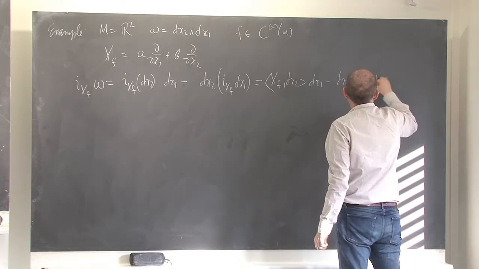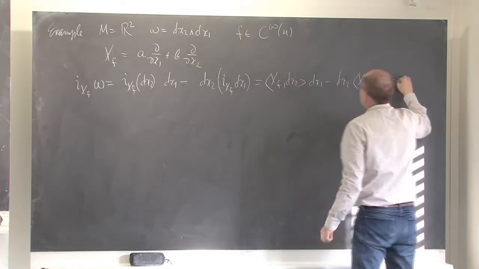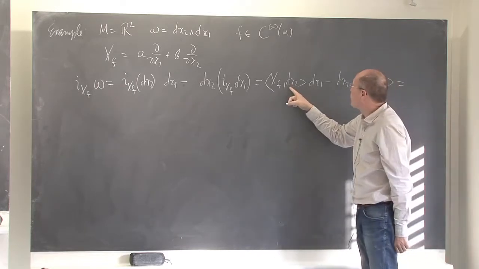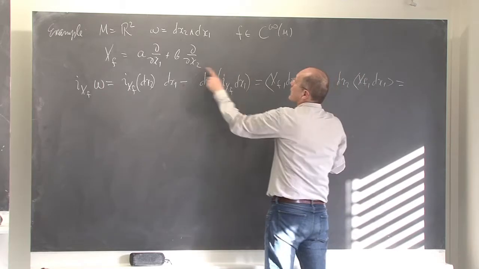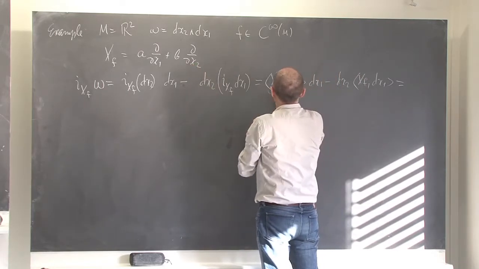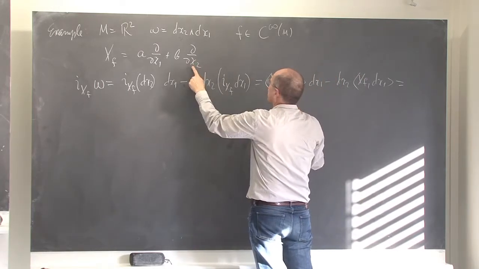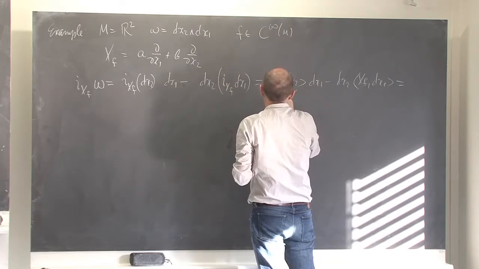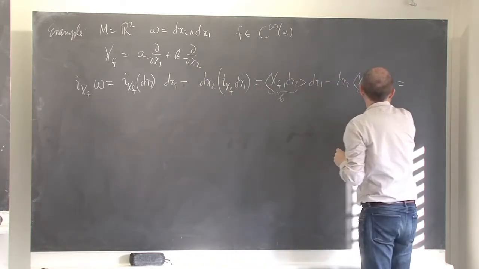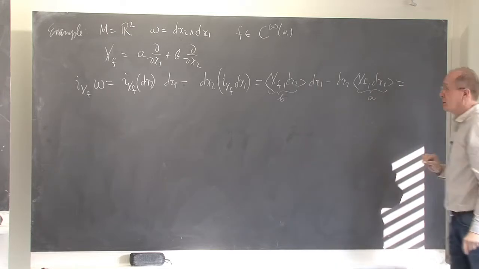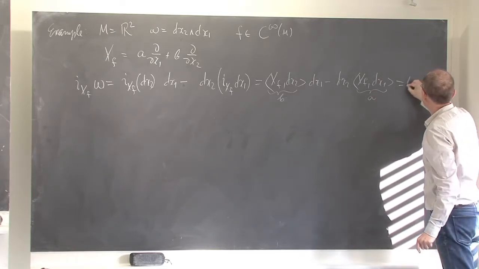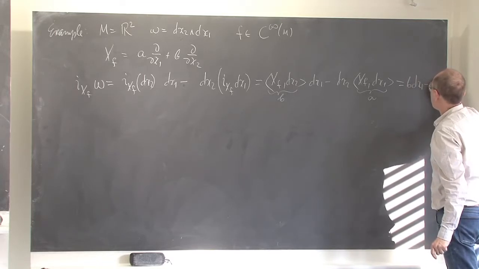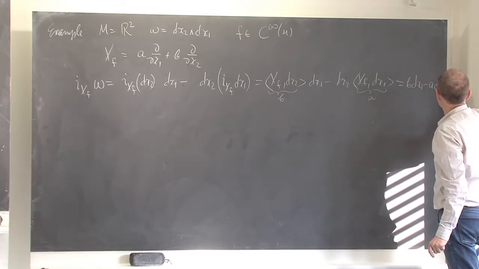xf paired with x1. And the pairing means that we should pick up the corresponding coefficient in the partial derivative. So for example, this thing is equal to the coefficient of d over dx2. So this is b, and this is a. Okay, so we have b dx1 minus a dx2.